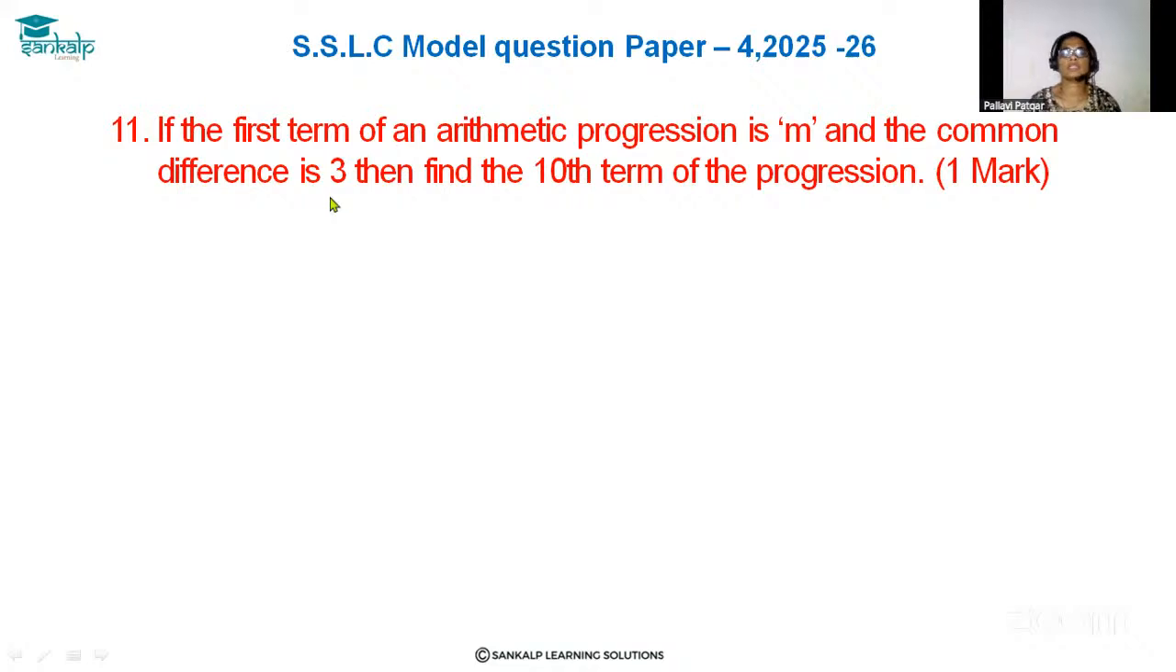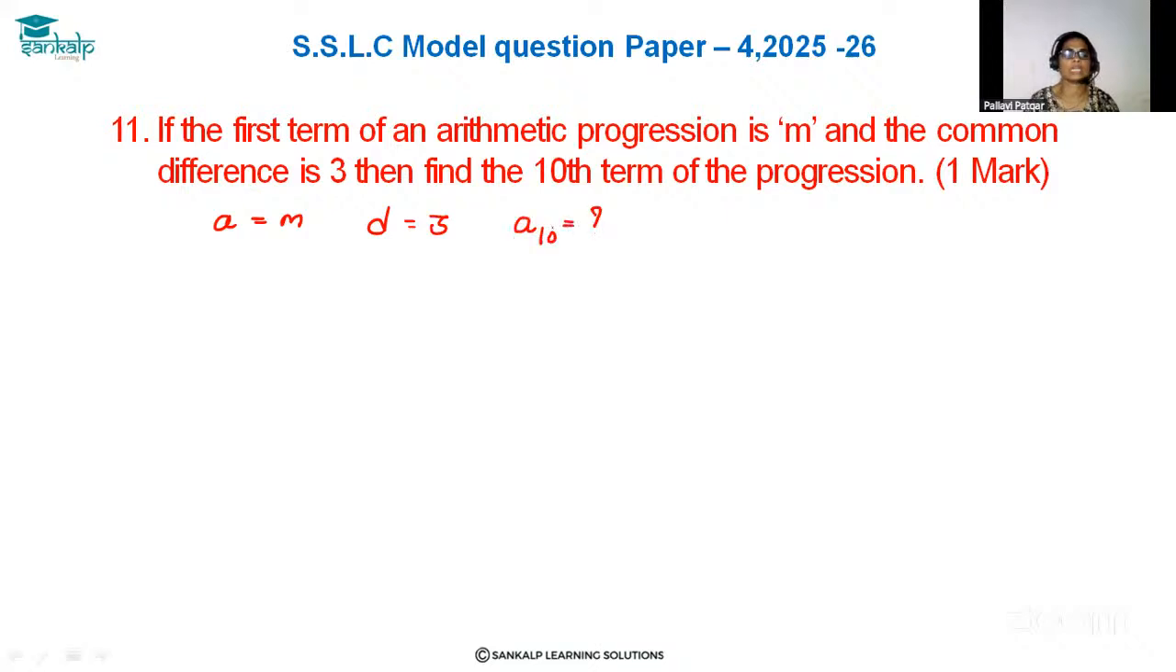Hello everyone. Look at the question number 11. If the first term of an arithmetic progression is m and the common difference is 3, then find the 10th term of the progression. Okay, so here what is given is the first term of an arithmetic progression, that is a. So a, the first term, is m. The common difference d is 3. Find the 10th term.